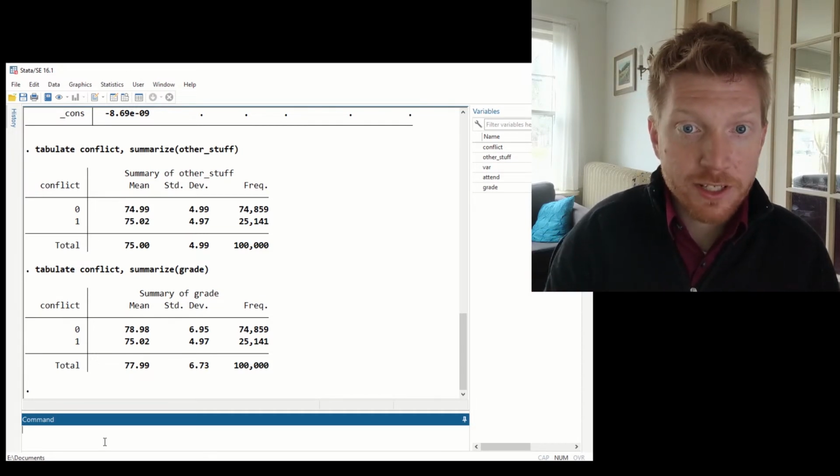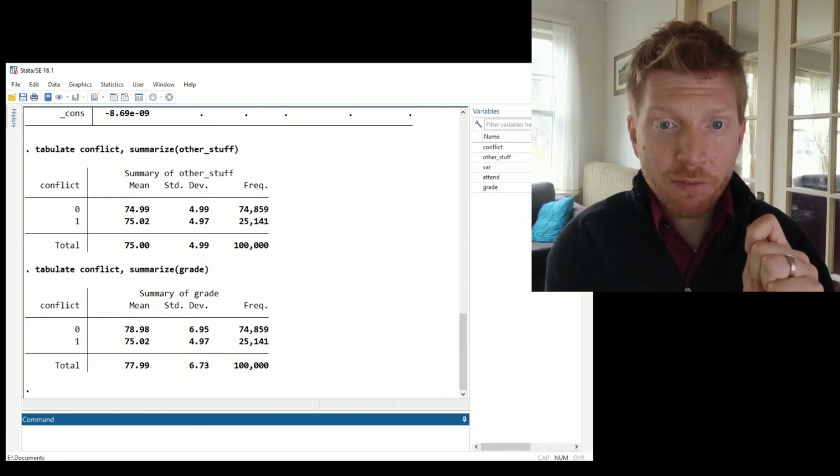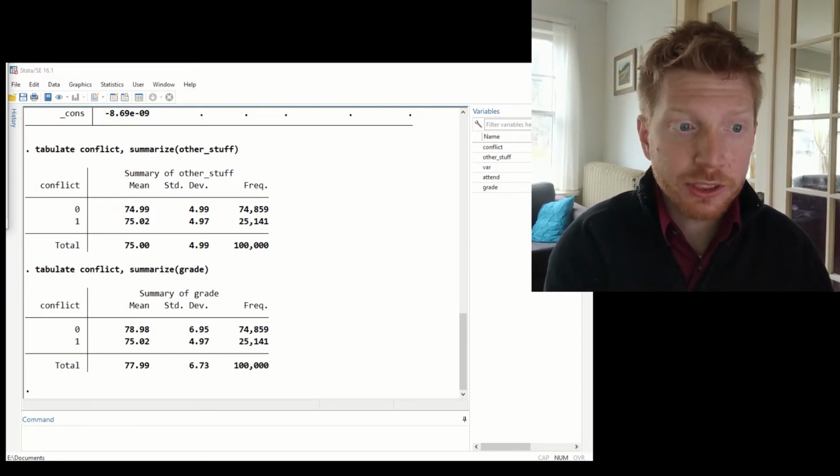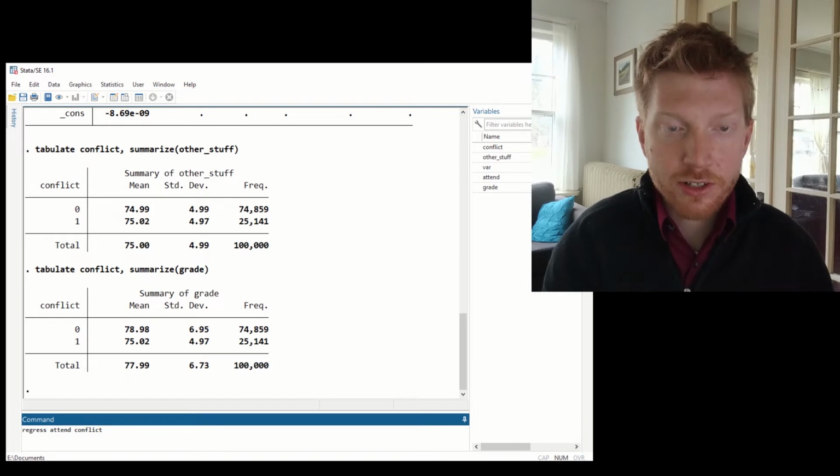Grade is approximately 79 for those without the conflict, but 75 for those with. That's the intuition for getting at how we're going to be able to use this as an instrument. Now let's go ahead and run through our first and second stage regressions.